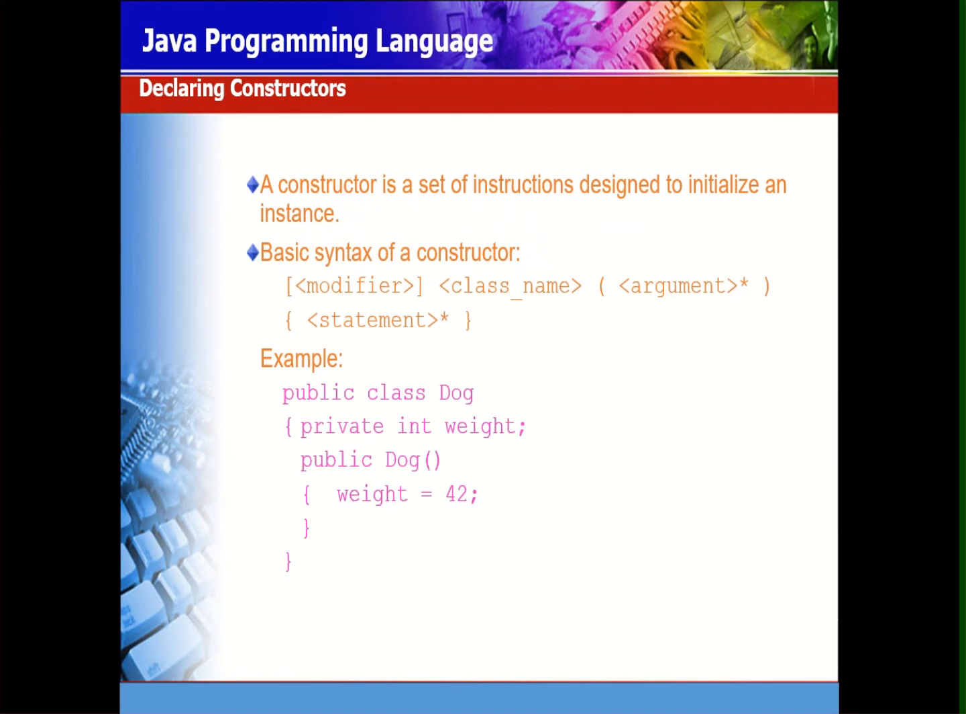Now the other most important feature is how to declare a constructor. A constructor is a set of instructions designed to initialize an instance. Basic syntax of a constructor is modifier, class name, argument and statement. Note that the name of the constructor and the name of the class will be the same with public access specifier. So here we have declared the class and here we have declared the constructor.